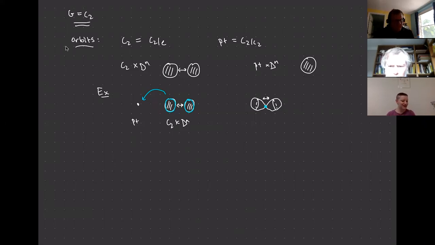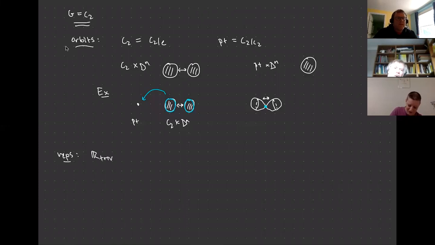Okay, so we've got a C2-CW complex. What kind of representations do we have in this setting? Well, remember that we have to think about real representations.